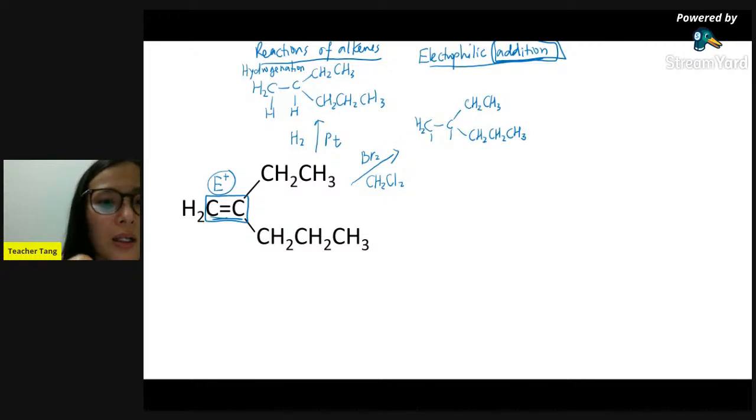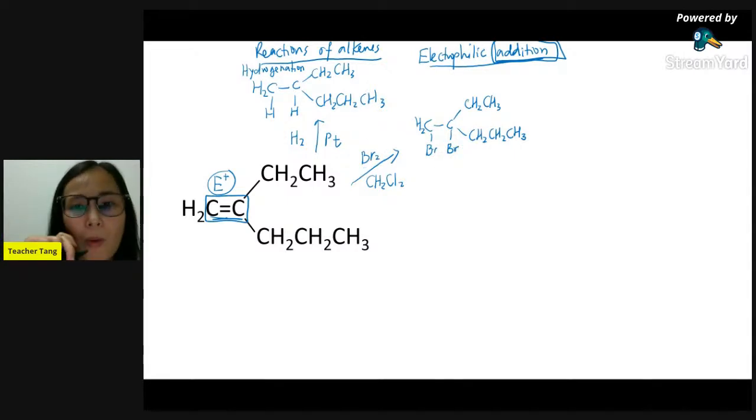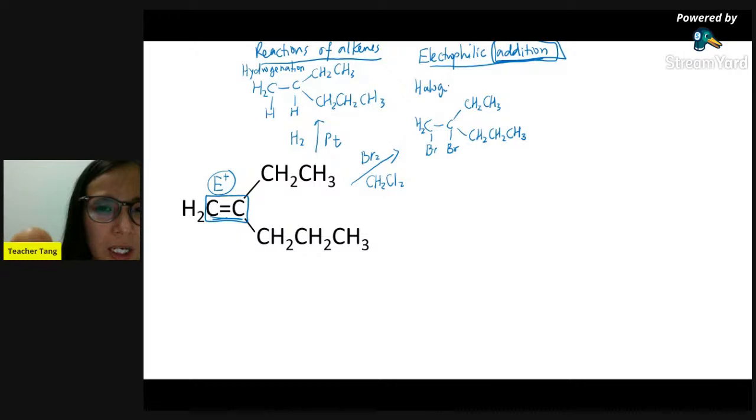Okay, and the electrophile now is the bromine. So each bromine atom will be added at each side of the carbon-carbon double bond. Now the electrophile is bromine. Therefore, this reaction is called halogenation or bromination. And the solvent that we use is an inert solvent.